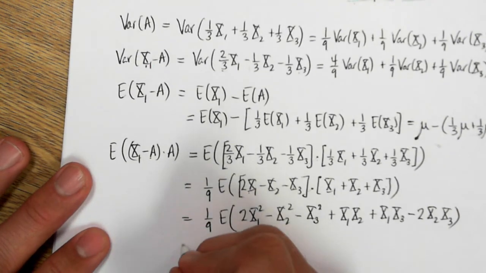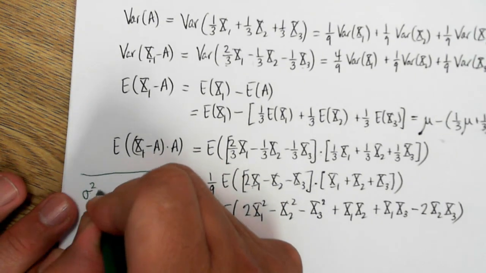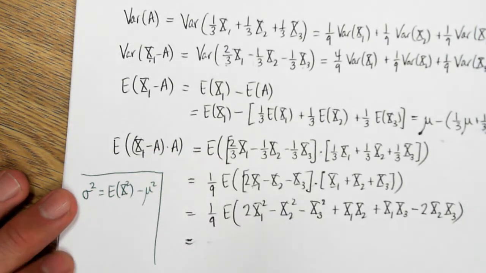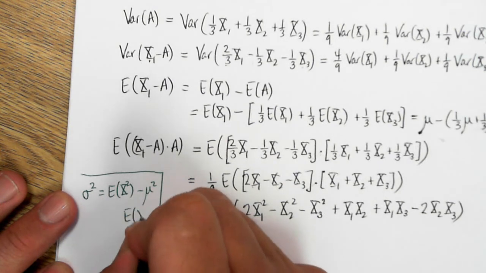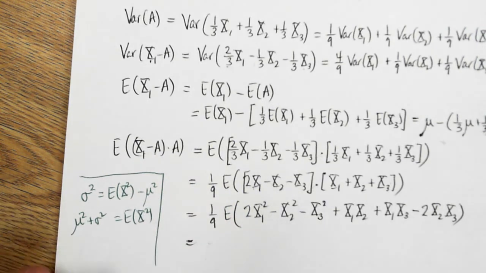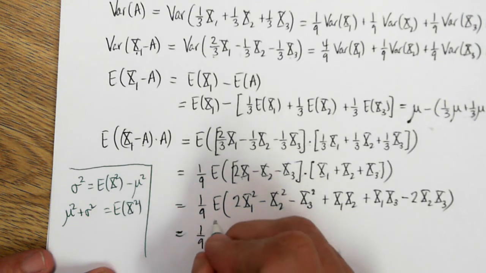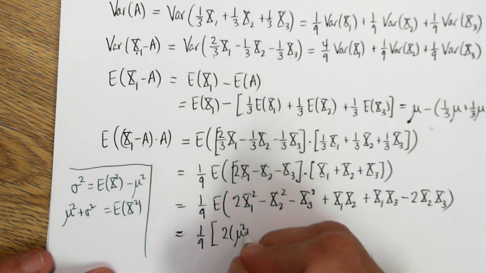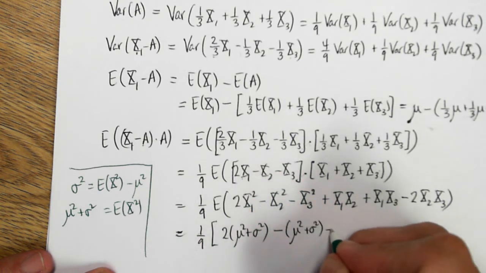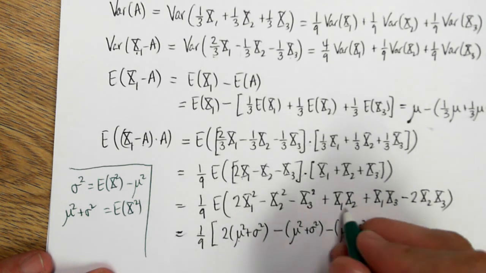All right, now how do I evaluate this? Well, I just take a little reminder that the variance is equal to the expected value of x squared minus the mean squared. And so that means the expected value of x squared is going to be equal to the mean squared plus the variance. So using that formula, we have 1/9 times 2 times mu squared plus sigma squared minus mu squared plus sigma squared minus mu squared plus sigma squared. And notice that these are going to cancel.